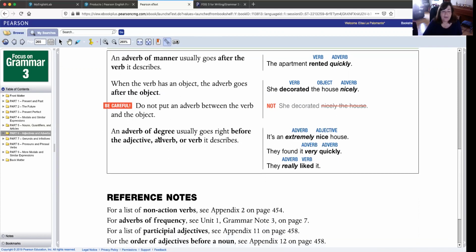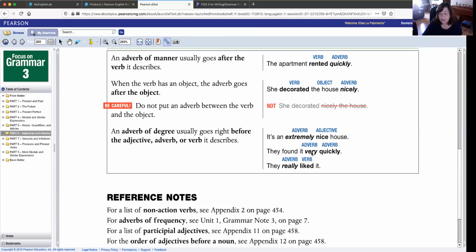It tells you that an adverb of degree usually goes right before the adjective, adverb, or verb it describes. Remember that an adverb can describe not only a verb, but an adjective or another adverb. And it's going to go right before that. It's an extremely nice house. Here's the adjective. How nice is it? Extremely. Okay, the adverb's going before the adjective.